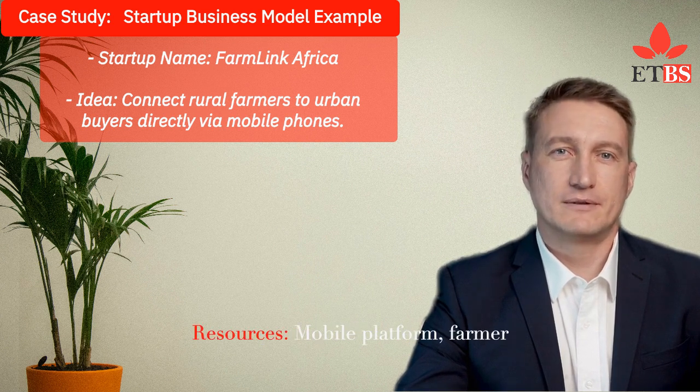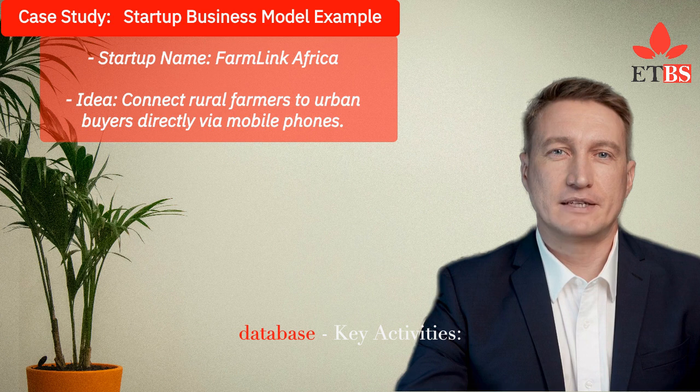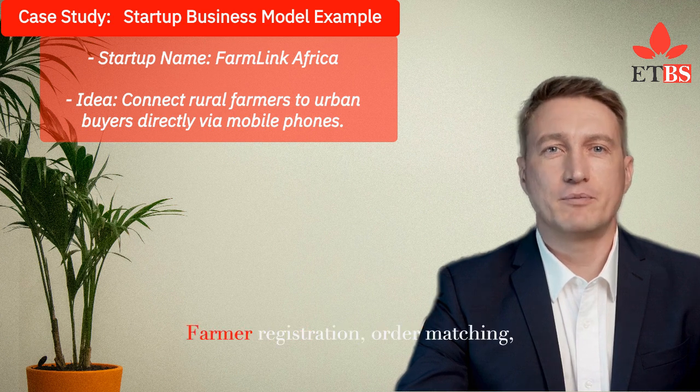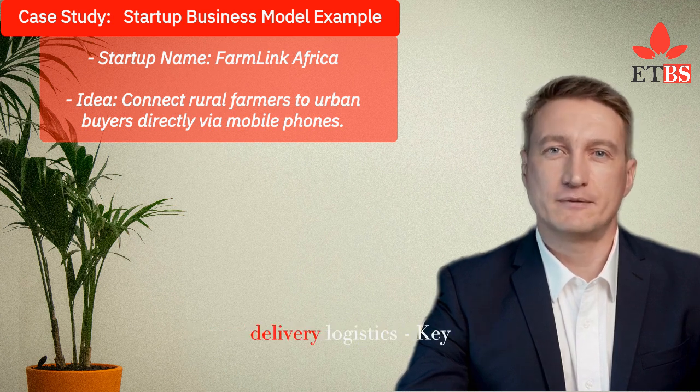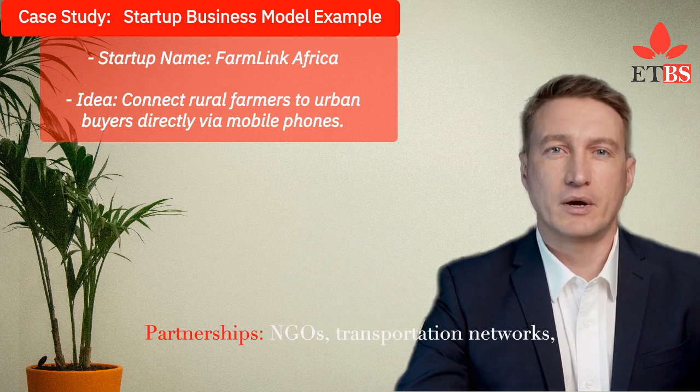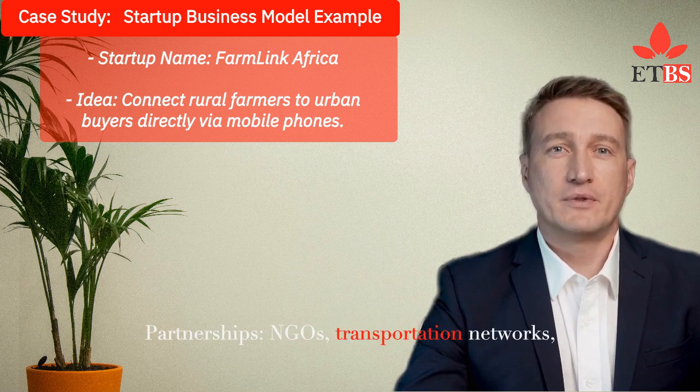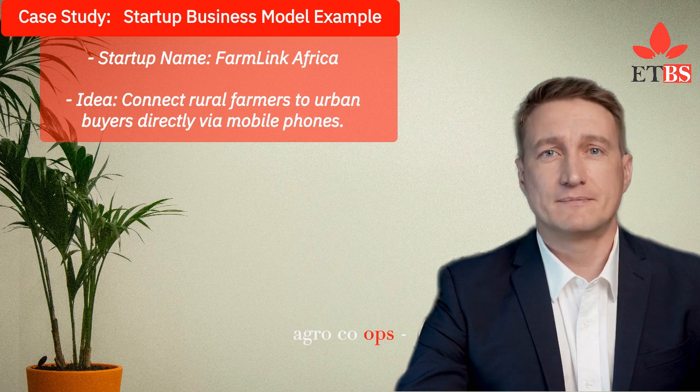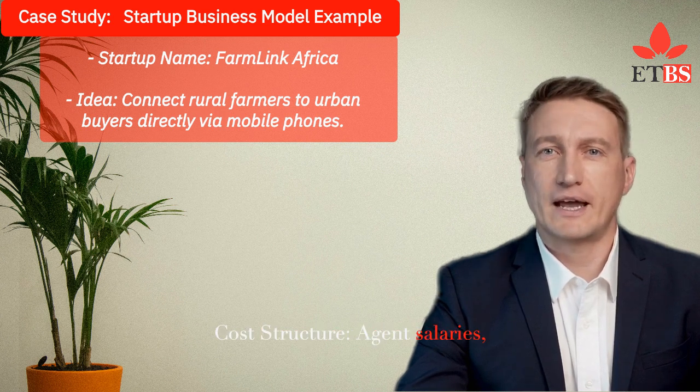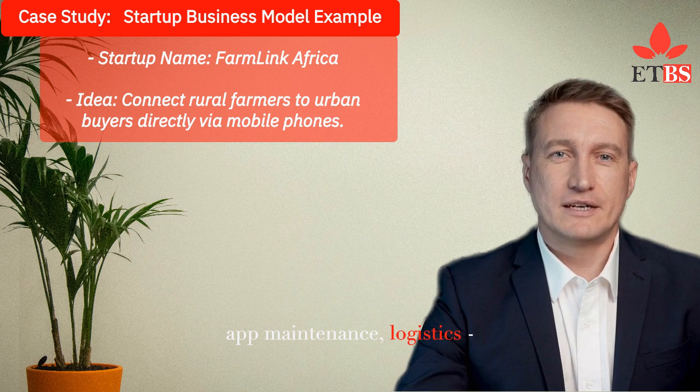Key resources: mobile platform, farmer database. Key activities: farmer registration, order matching, delivery logistics. Key partnerships: NGOs, transportation networks, agro co-ops. Cost structure: agent salaries, app maintenance, logistics.